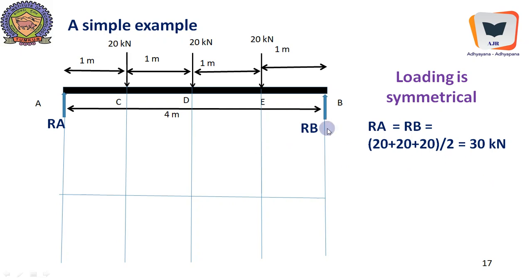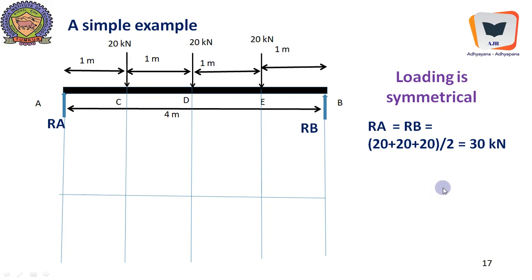First of all, we need to calculate the reactions, because it is a supported system. And here 20 kilonewton, 20 kilonewton, and 20 kilonewton, the loading is symmetrical. How do we determine whether the loading is symmetrical or not? Look at the center of the beam. Look rightwards and leftwards. The forces available should be the same in magnitude in both cases, equally spread and equidistant from the center. That means if we were to fold this beam, we will get the mirror image of AD in DB.